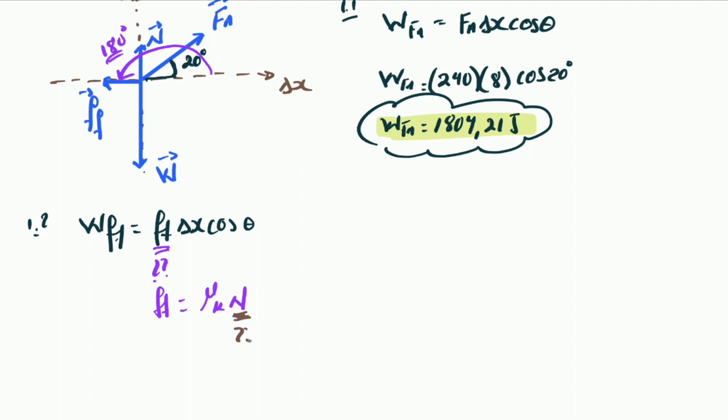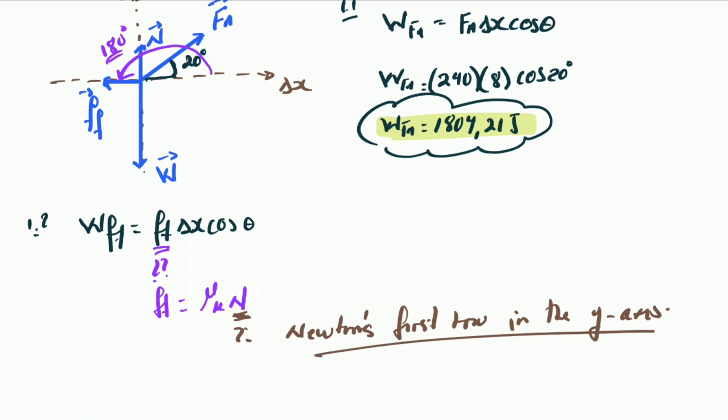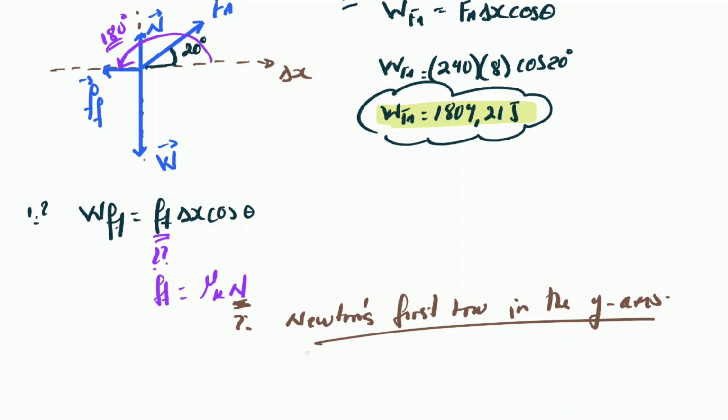And how do we calculate the normal? We go to Newton's first law. In the y-axis, because the normal force is in the y-axis. So saying that, we come here and we say F net is equal to 0. We are working in the y-axis. I want you to note that one.